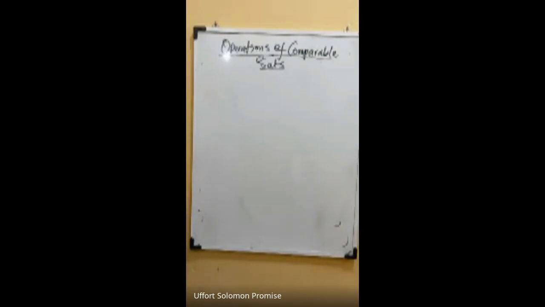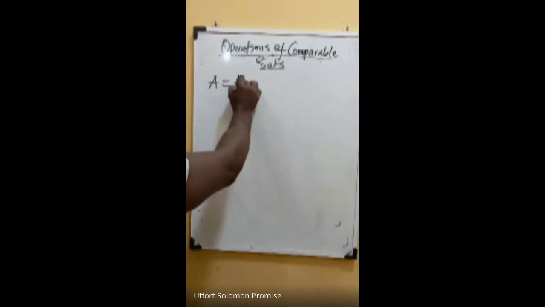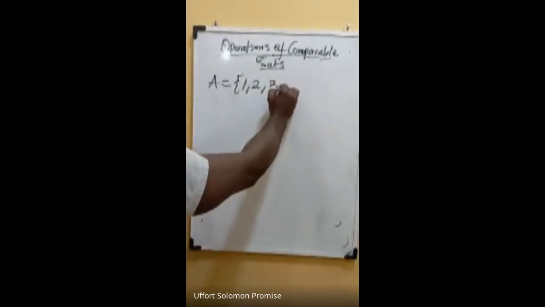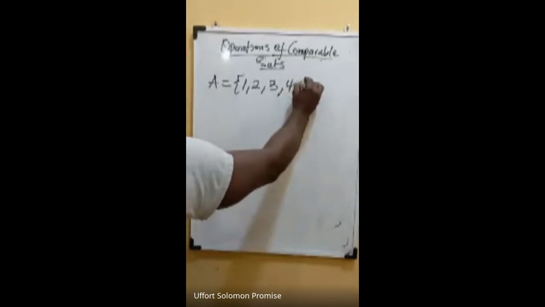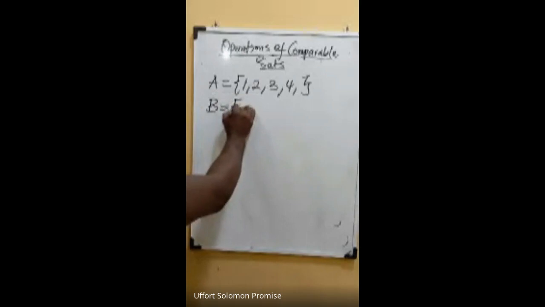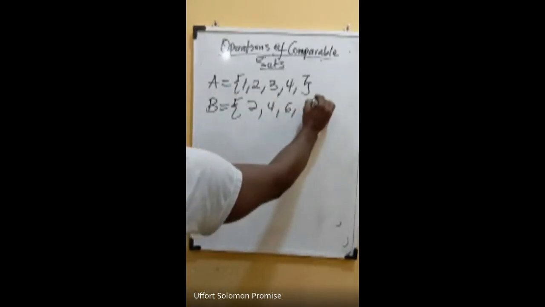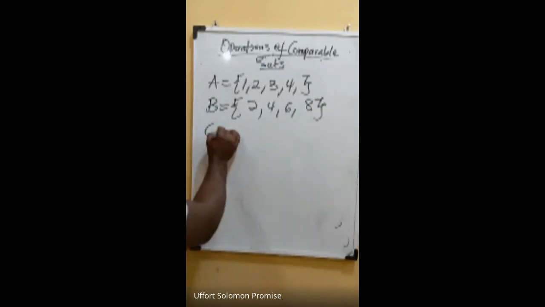So let us look at this very important part on comparability of sets. If we have set A to have these elements, let me start with 1, 2, 3, 4, and set B to have 2, 4, 6, and 8. Then we have set C.